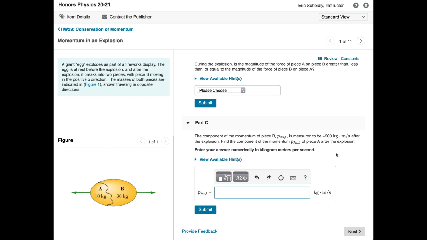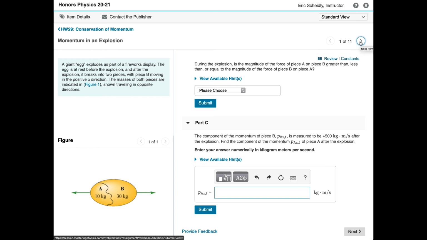Momentum is a vector. If you're moving in the positive direction, you have positive momentum. If you're moving in the negative direction, you have negative momentum. Since the total momentum is conserved, if B has plus 500 to the right, then A must have negative 500 to the left. So the answer here is simply negative 500 kilogram meters per second. And that's the end of problem one.